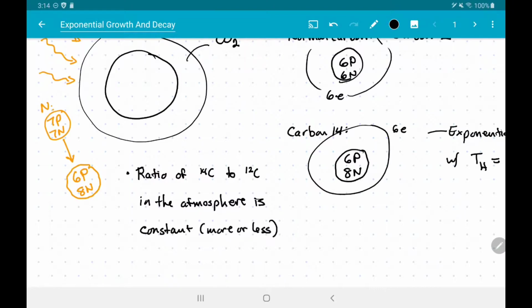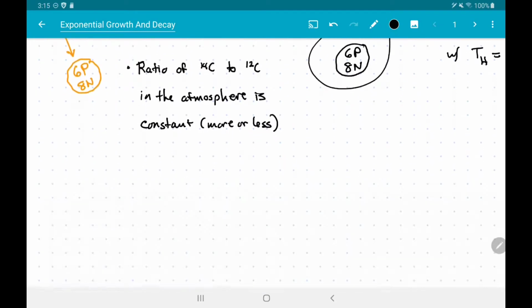There are complications with this. The incoming radiation from space does change a little over time, and also human activity has upset the carbon balance. So whenever we set off a nuclear bomb, that throws some extra radiation into the atmosphere, and it throws the carbon-14 balance out of whack. So there's more to it than what I'm telling you, but this is the basic idea.